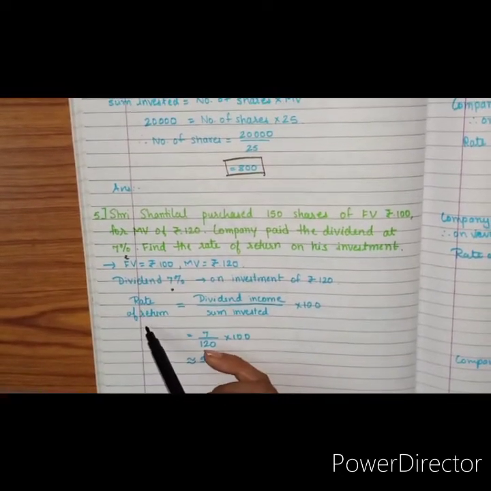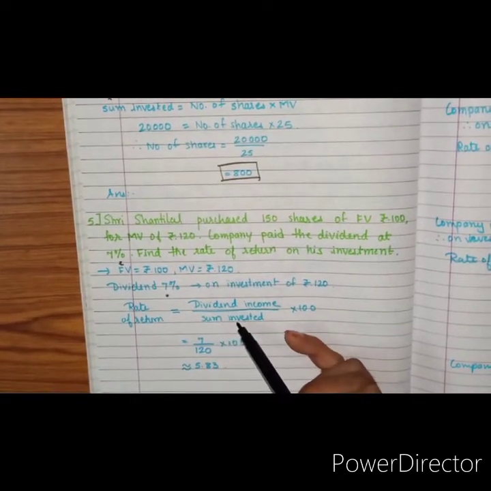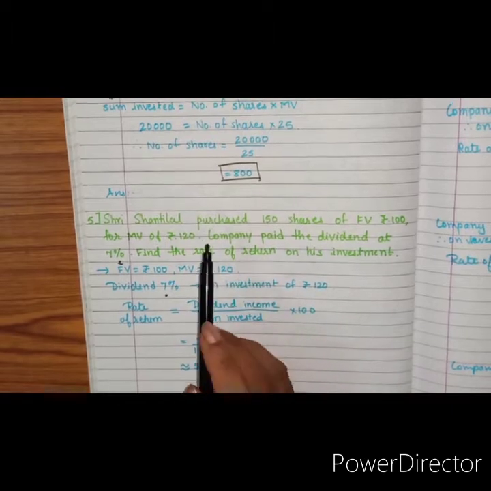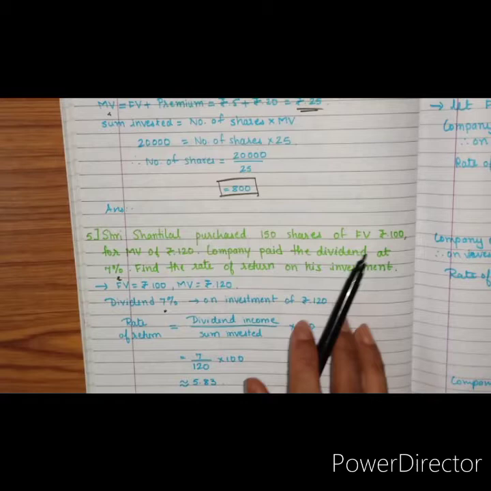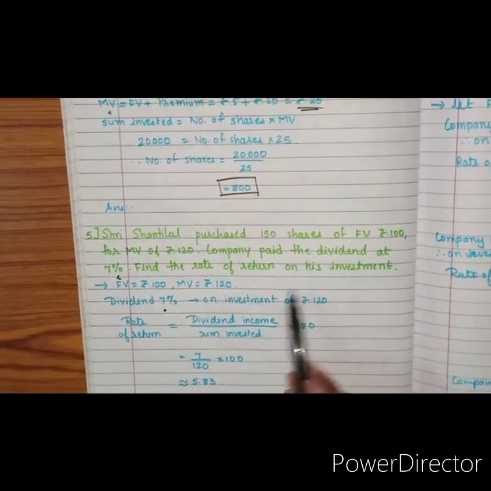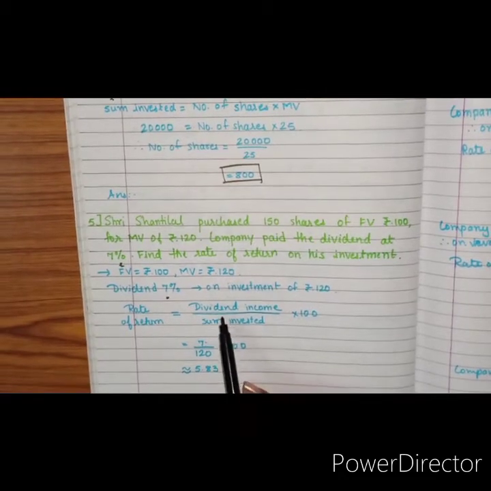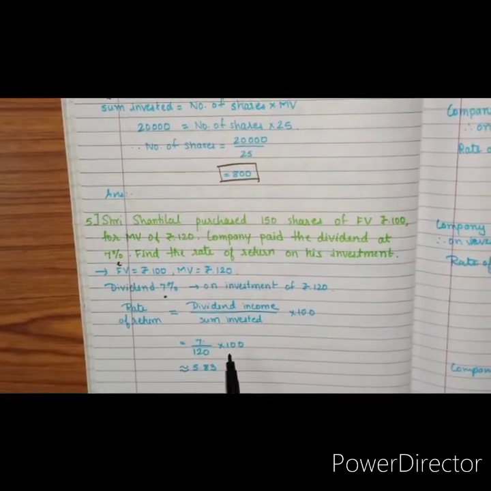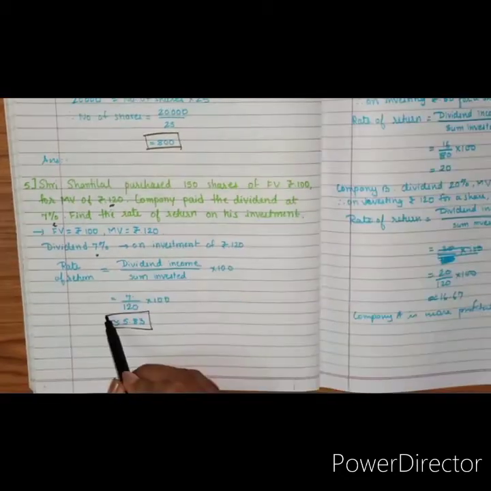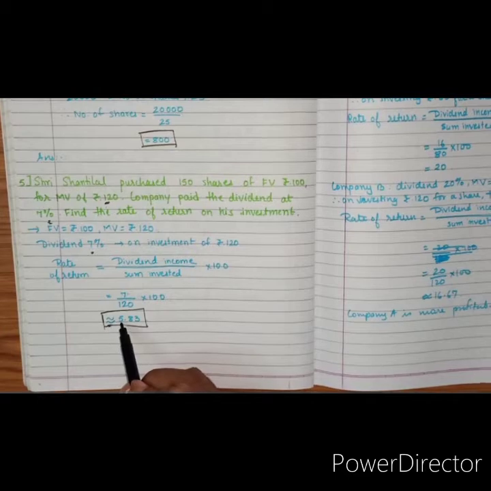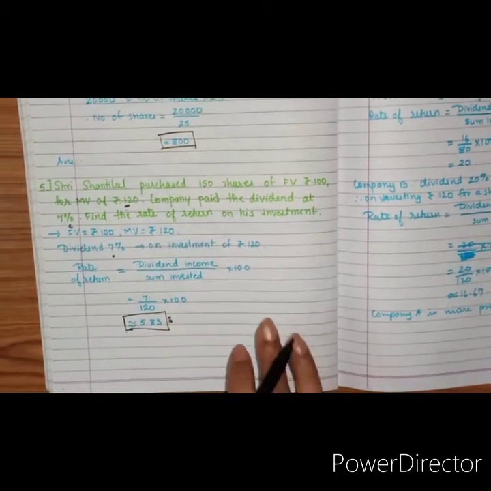Rate of return formula is dividend income upon sum invested into 100. So for 100 rupees, what will be the dividend? 7 rupees. So we need to consider that initially. So 7 rupees upon 120 into 100. Dividend income is 7 upon this market value, 120, into 100, approximately 5.83%. That is rate of return.